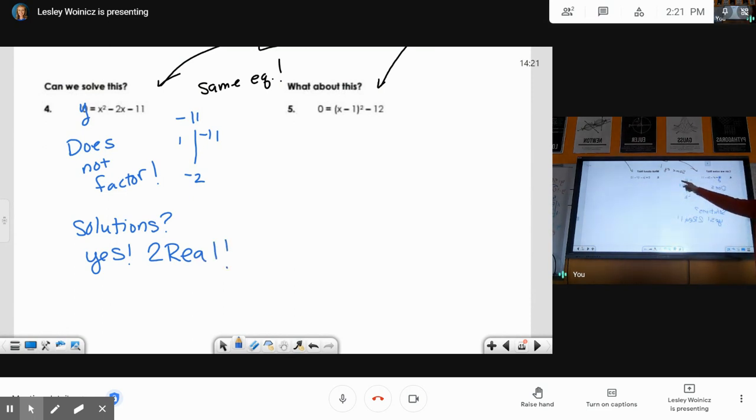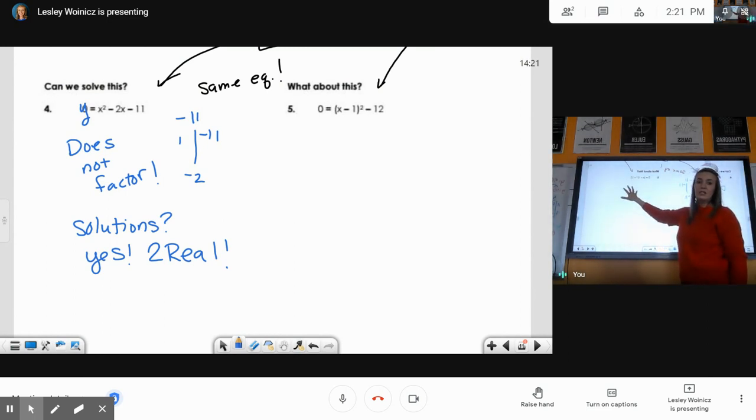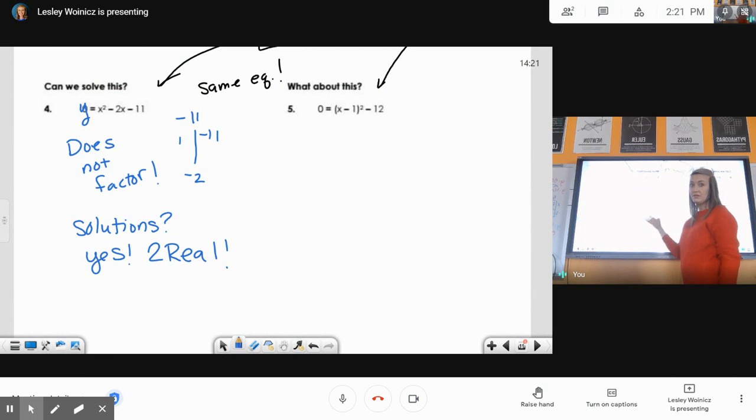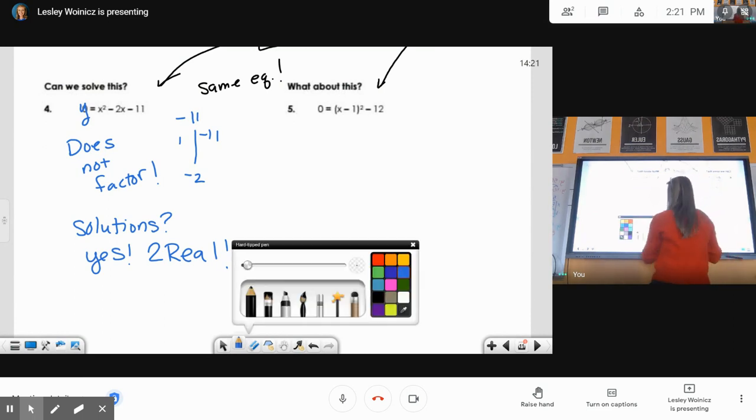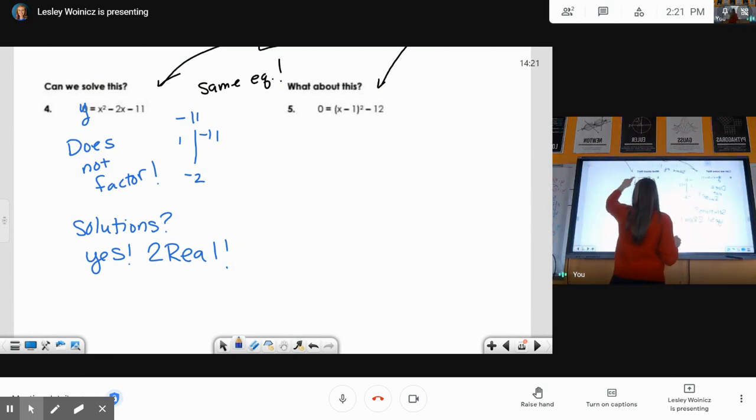So let's see if we can figure out this one. Can we solve this one? Remember, these two are the same. They're just in a different form. So let's see if we can solve it when it's in this form. I want to take the square root of this, but first I need to move the negative 12 over to the other side where it's positive. So I'm going to take this negative 12 and add it over here. Now I have 12 equals x minus 1 squared.